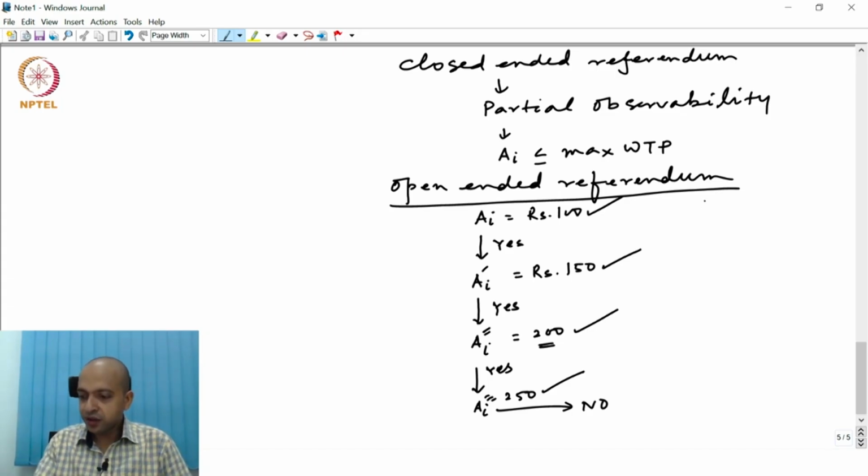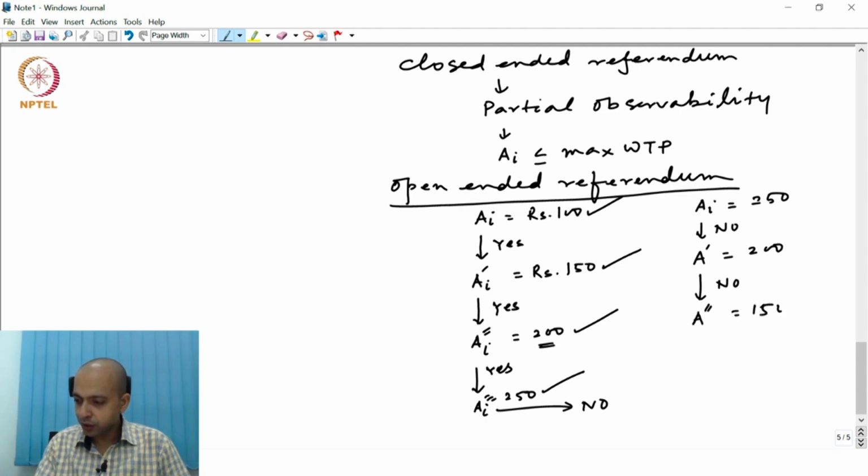Similarly, let's say I start with a specific value, 250, and the individual says no. So in the next stage I will reduce the value to 200. The individual still says no. Then I will reduce the value to 150. The individual still says no.